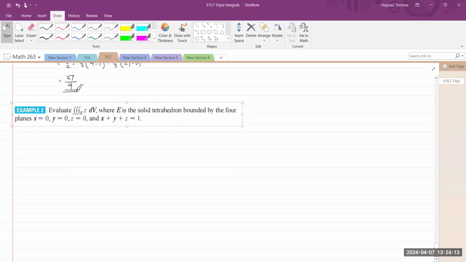Okay, we have these triple integrals right now. Triple integral over E of z dV, where the solid tetrahedron is bounded by x equals 0, y equals 0, z equals 0, and x plus y plus z equals 1. If you remember the technique that I showed you before, how to find this plane is basically by looking at the x, y, z axis intercepts, right? And we know this is actually 1, 1, 1 in the first octant.